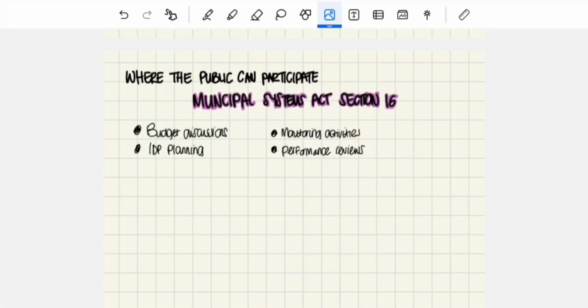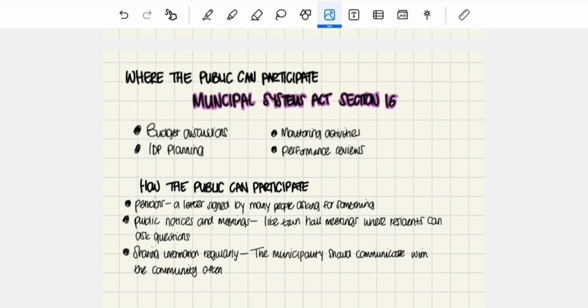So where can we participate? This falls under the Municipal Systems Act under section 16. Budget discussions, like planning a family grocery list, IDP planning, monitoring activities and performance reviews, like checking if councillors are doing their jobs. Monitoring activities is like checking if the municipality is keeping promises.